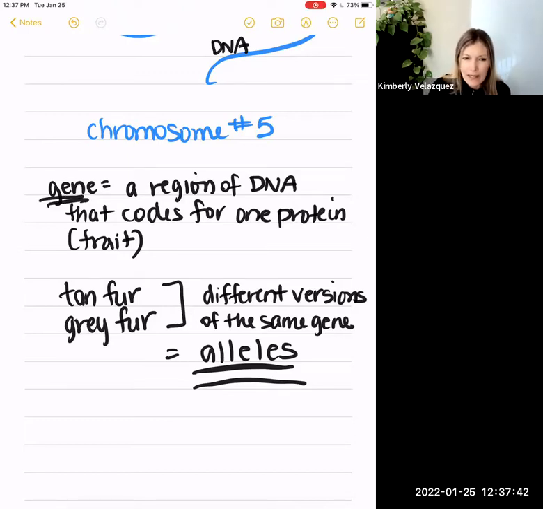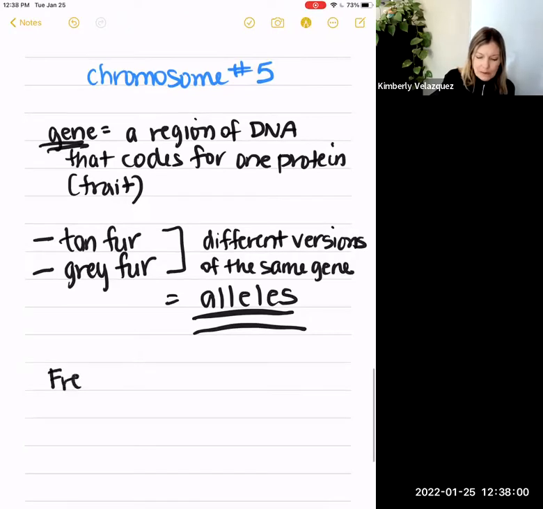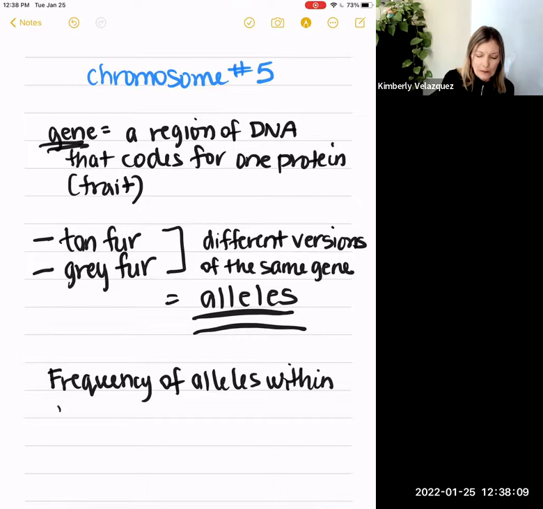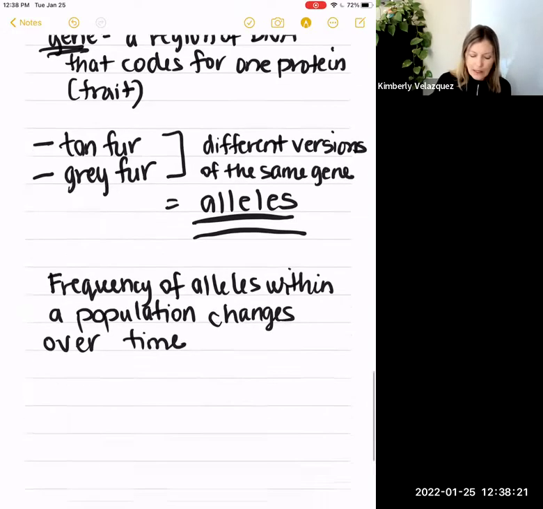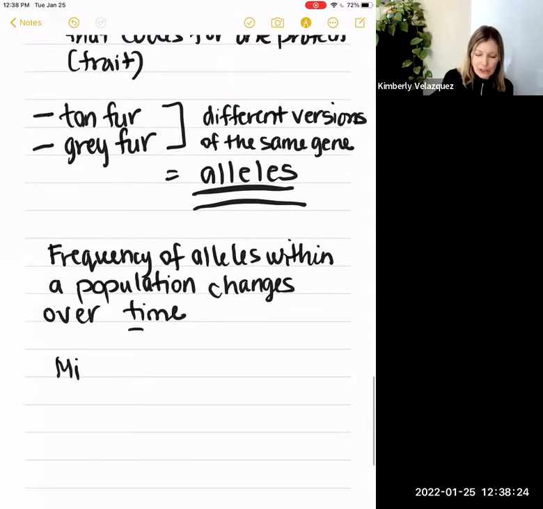At any given time, the number of individuals with tan fur in the population and the number of individuals with gray fur in the population is going to change. There are going to be times when one is more common, and there are going to be times when another one is more common. We call that the frequency. The frequency of alleles within a population changes over time. And how that frequency changes, that is the study of microevolution.